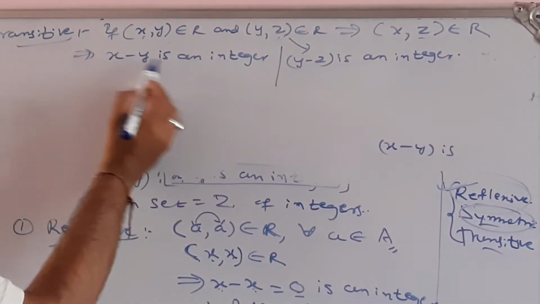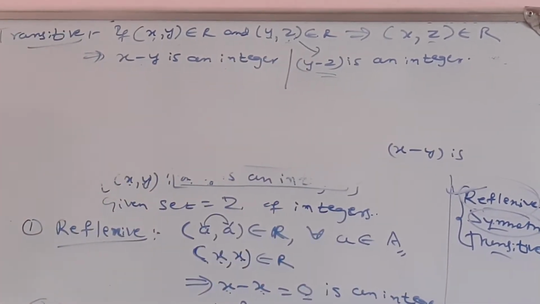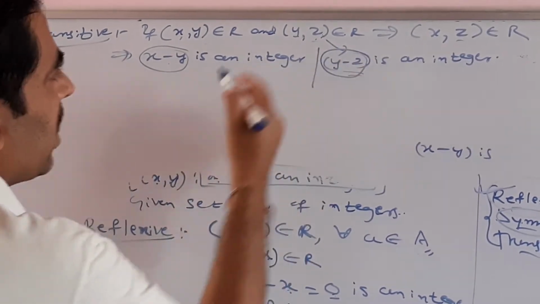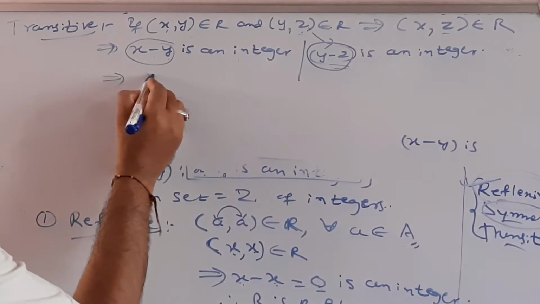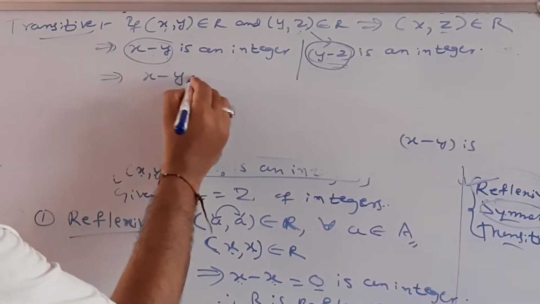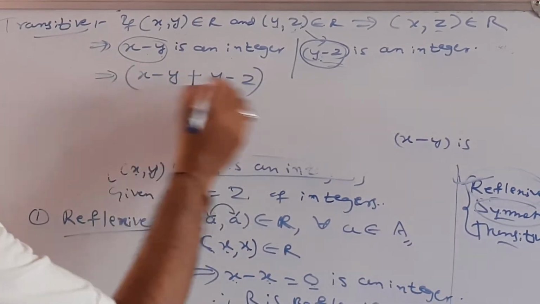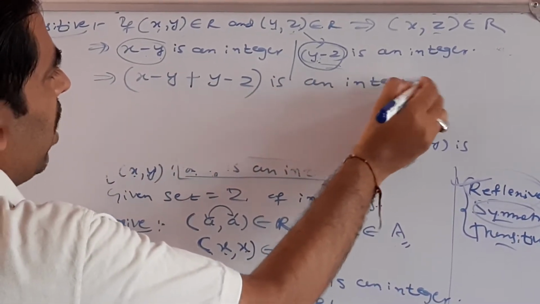Okay, x minus y, that is also an integer. The difference of these two elements is also an integer. So if this gives me one integer and this gives me another integer, then if I add these two, x minus y is an integer, plus y minus z, this whole thing also gives me an integer. So the sum of these two will also be an integer.